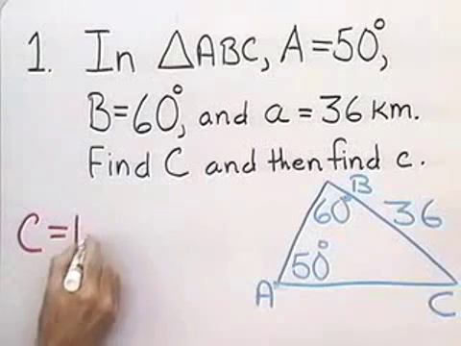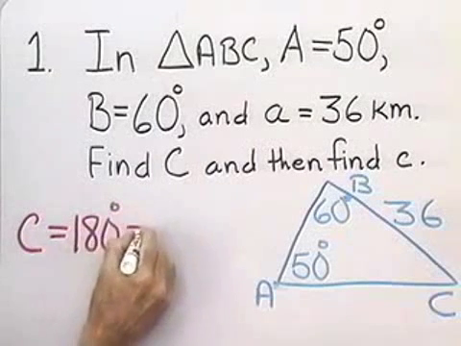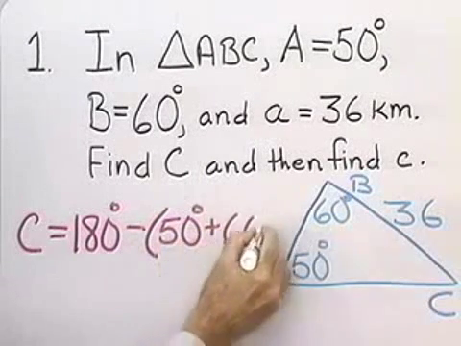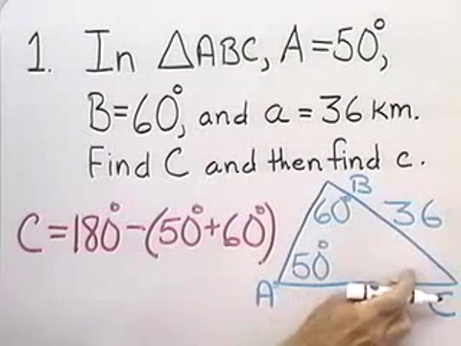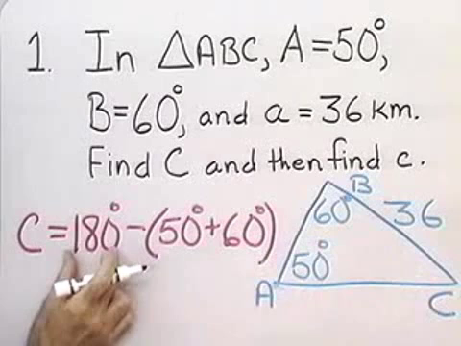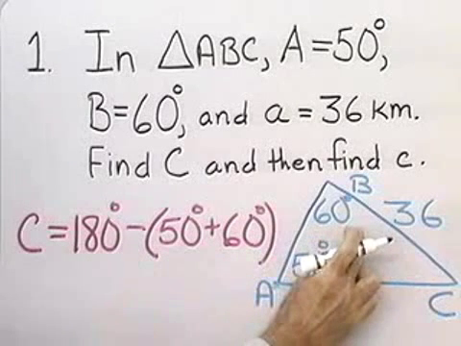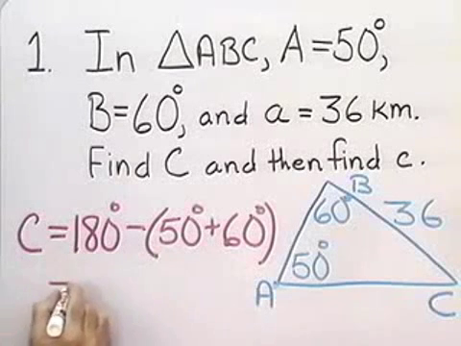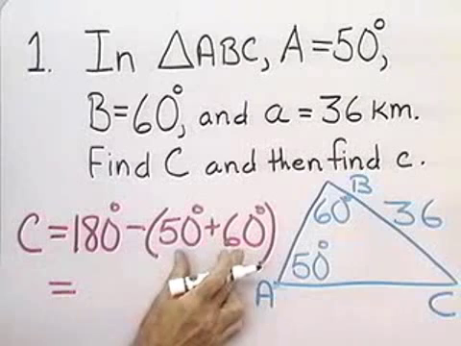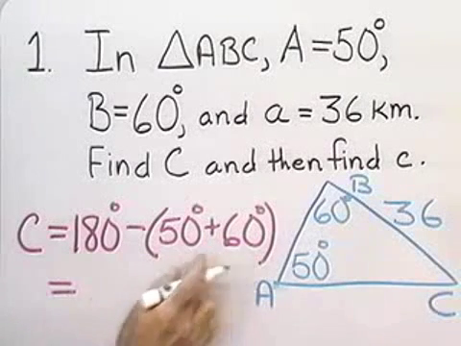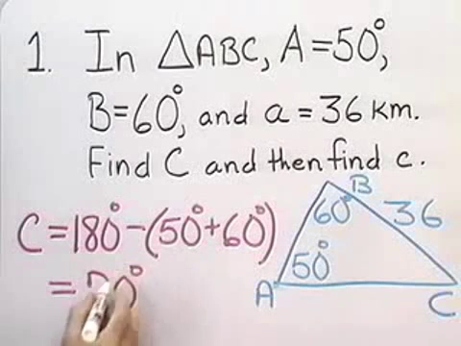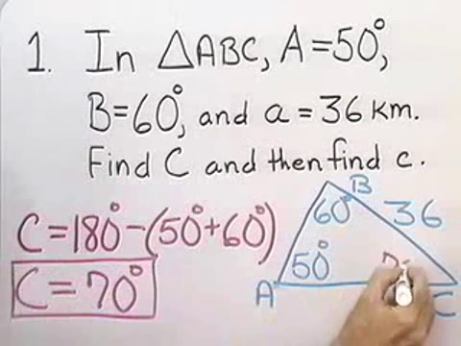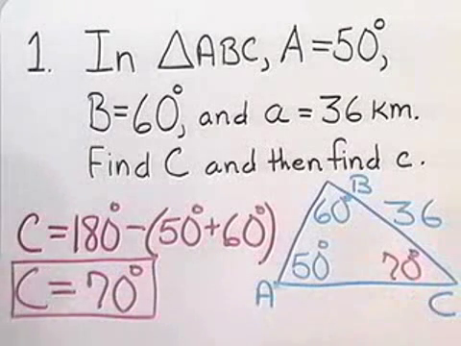So let's start with angle C. C will be 180 degrees, subtract the sum of 50 degrees and 60 degrees. That's because the sum of the three angles in any triangle has to add up to 180 degrees. So I have two of them, 50 and 60. I'll add those up, subtract from 180, and I'll have the measure of angle C. So 50 plus 60 is 110. 180 subtract 110 is 70 degrees. So angle C is 70 degrees, and I'll label my triangle with 70 degrees for angle C.